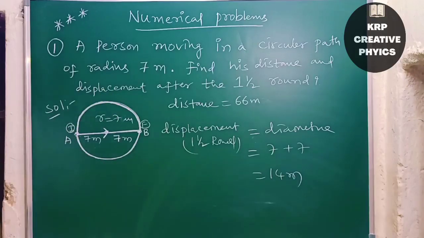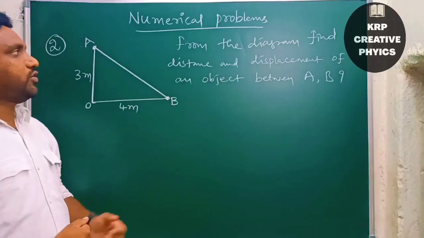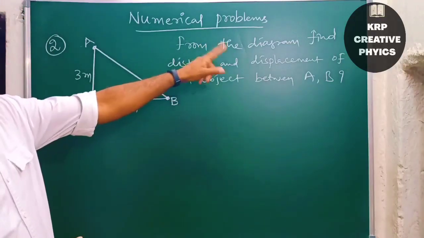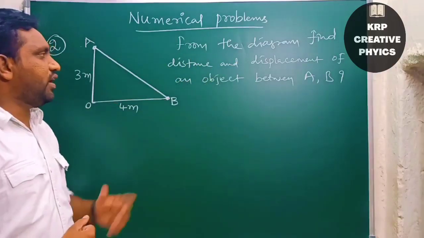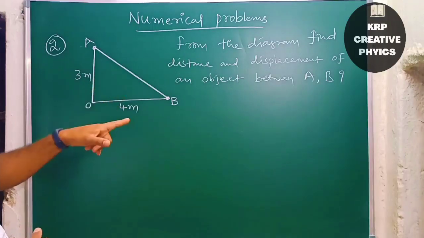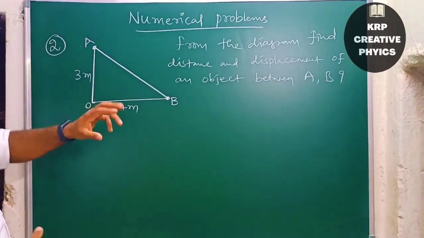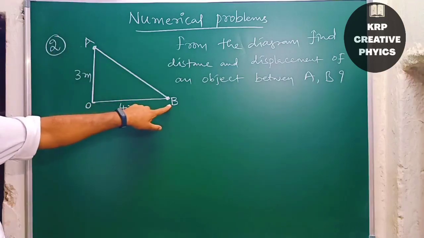So let's see the next problem here. Okay friends, this is the second numerical problem. So the question is like this. From this diagram, find the distance and displacement of an object between AB. So we need to find the distance and displacement between AB. So that means A is the initial position and B is the final position.